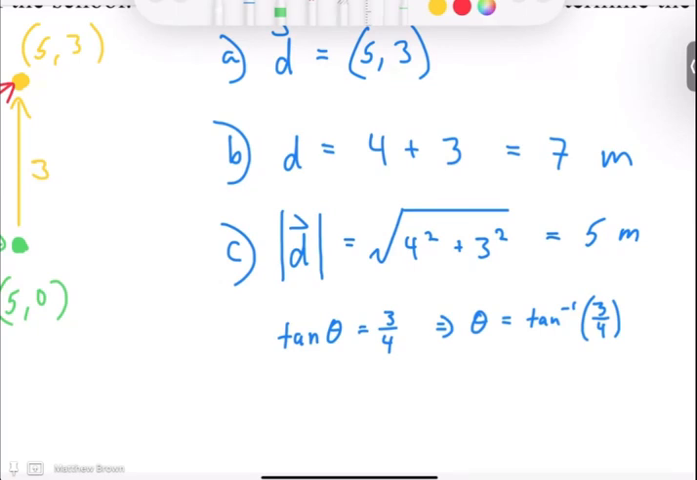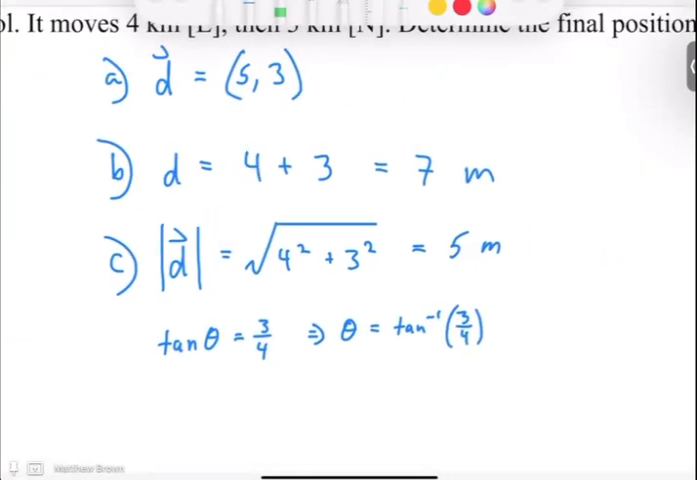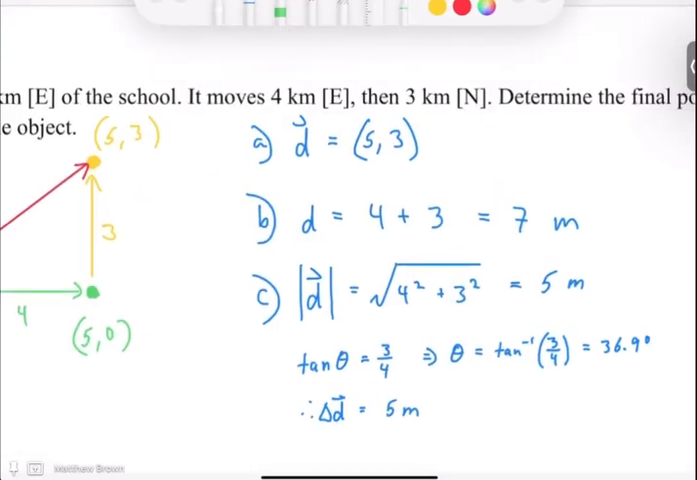I feel like I know that one, but the calculator says 36.9 degrees. I'll probably use degrees exclusively in this course, so you don't have to worry about trying to do radians or anything. Therefore, I can represent the displacement, which I should have had the delta symbol there, as 5 meters, and we're going to say it's 36.9 degrees.